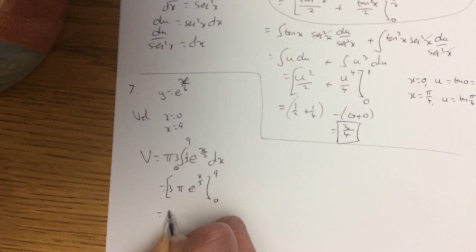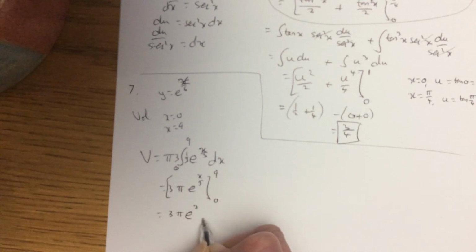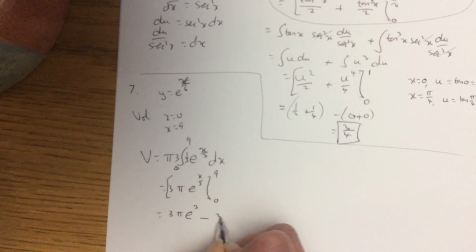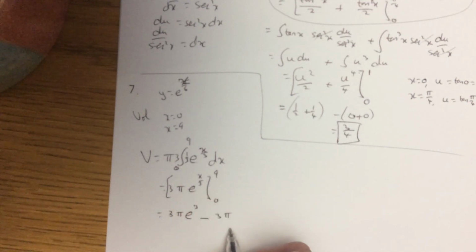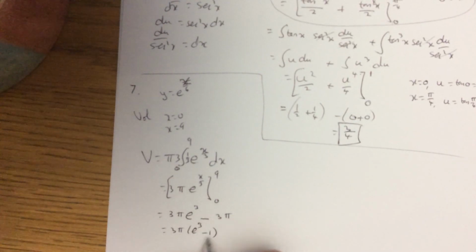So it's 3 pi e to the 9 over 3, which is e^3, minus 3 pi e to the 0, which is 1. So you could leave it like that, or you could tidy it up as 3 pi (e^3 minus 1).